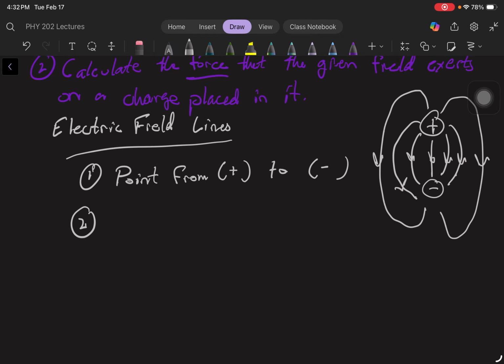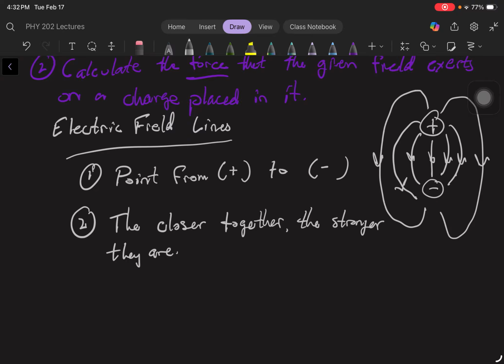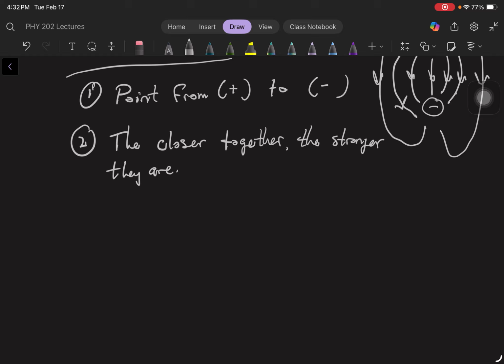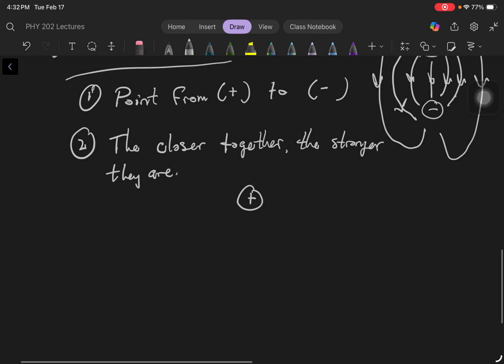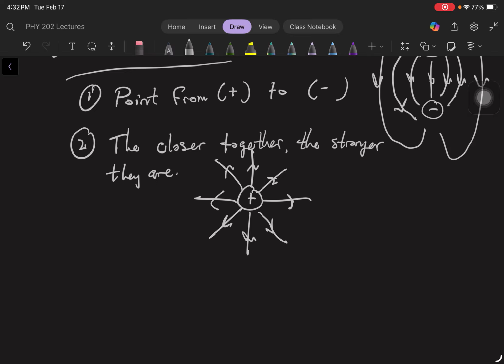And the other rule is the closer together they are, the stronger they are. Right? Which is really easy to visualize if you think of just one particle. If you draw all your lines going straight out, because it's positive, so they go away from it. You can see if you're very close to the charge, the lines are pretty close to each other, but the further out you go, the further away they are from each other.